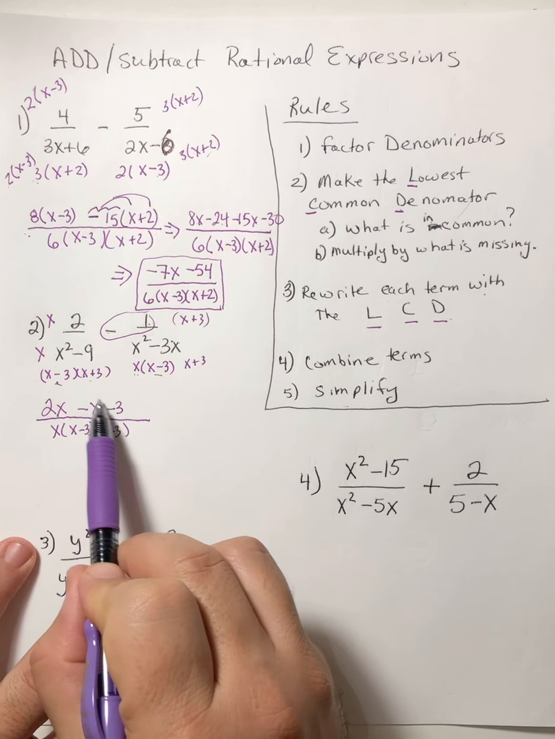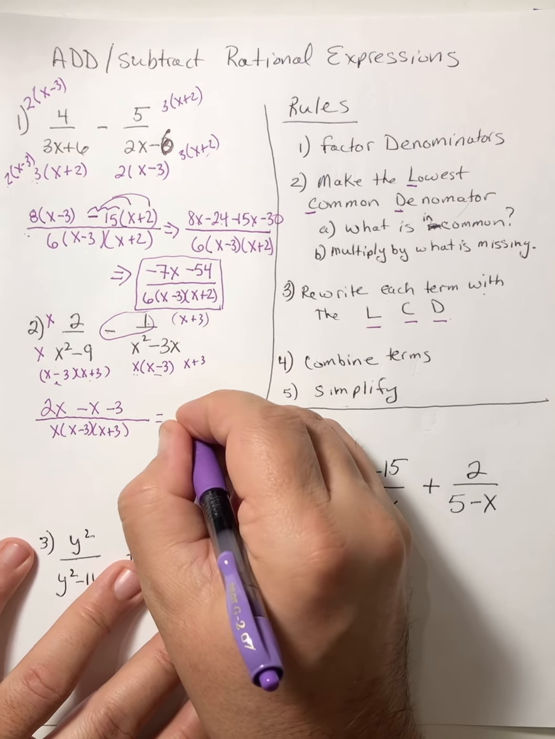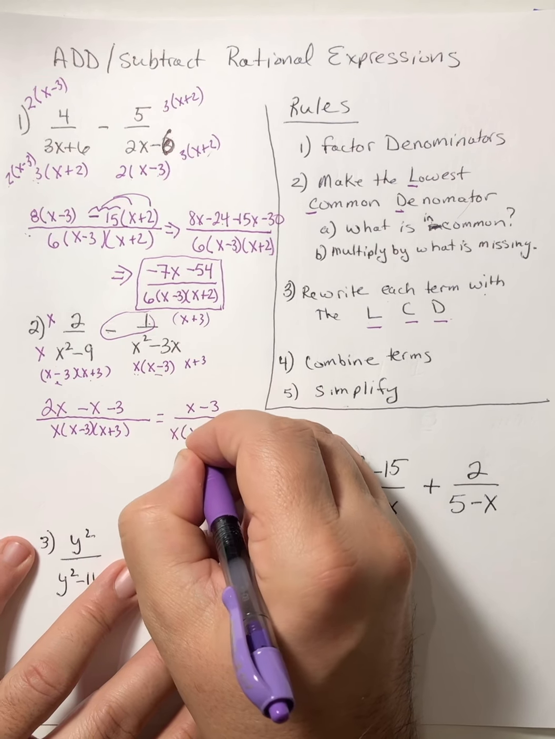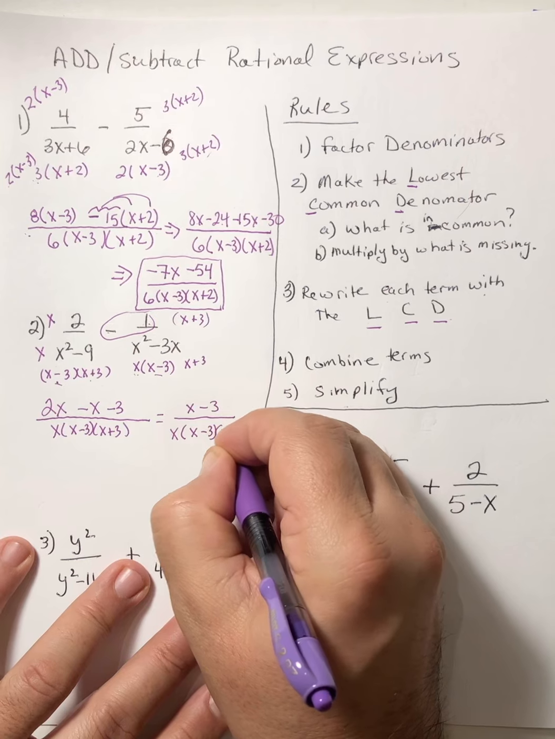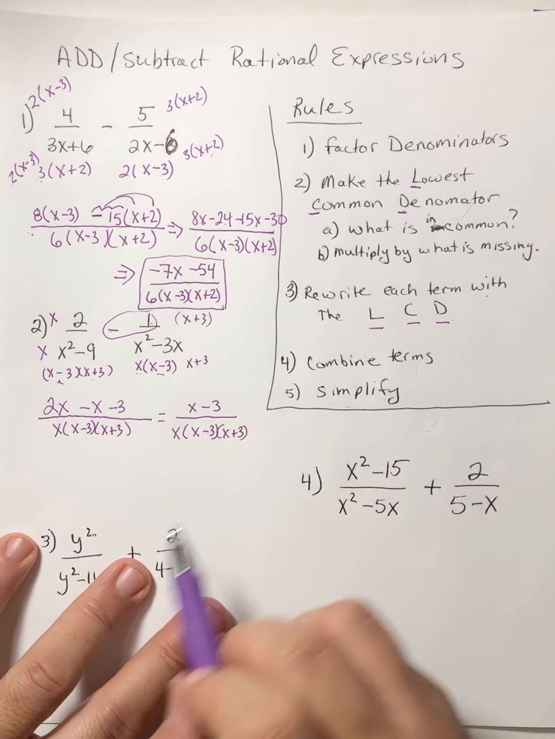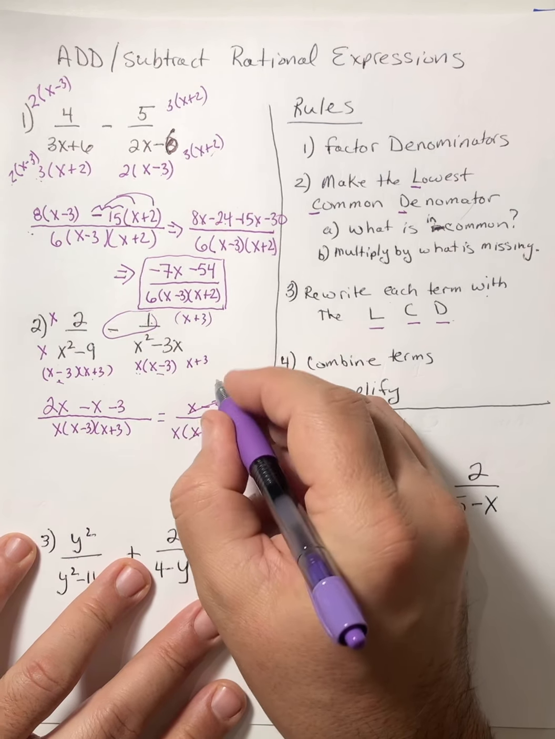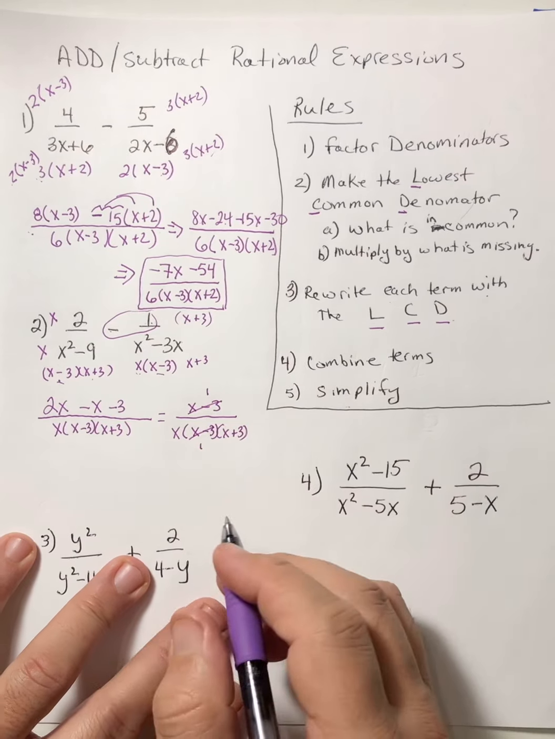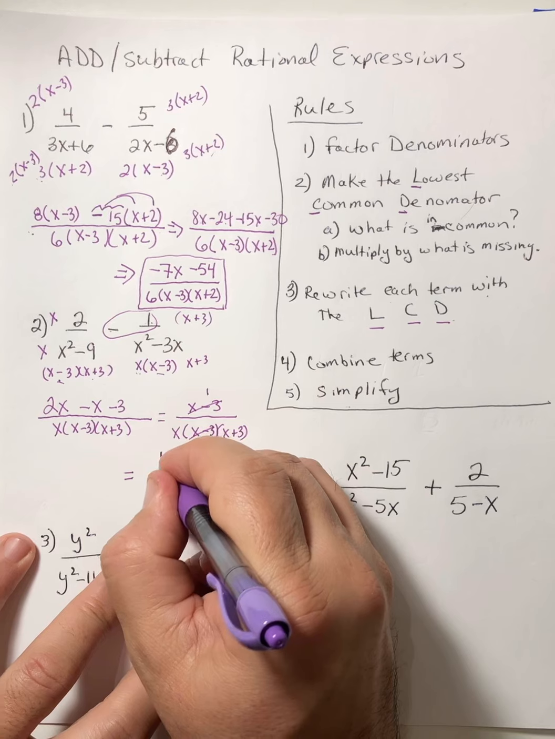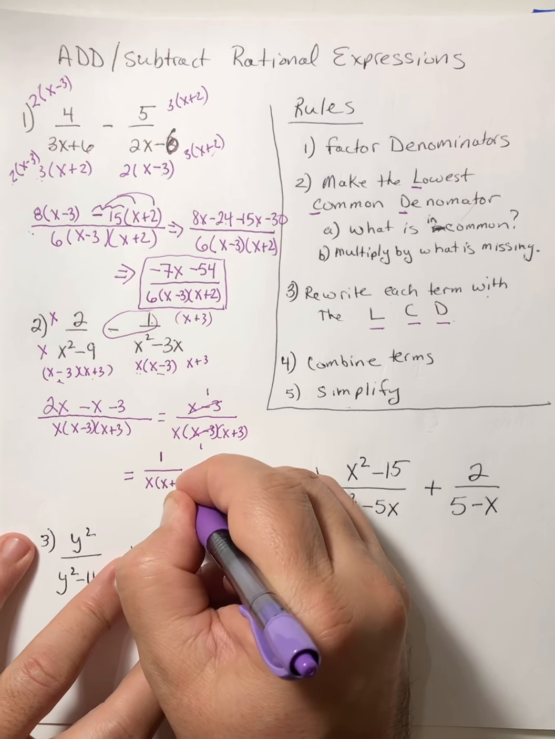Okay, now I'm going to combine my terms. So what do we have? 2x minus x. So I have x minus 3 at the top over x, parentheses, x minus 3, then x plus 3. And then we simplify. And what do you notice at top and bottom? Right, the x minus 3's cancel. Just like in that old stuff, 1 and 1. So our final result here in simplest form is 1 over x, parentheses, x plus 3.